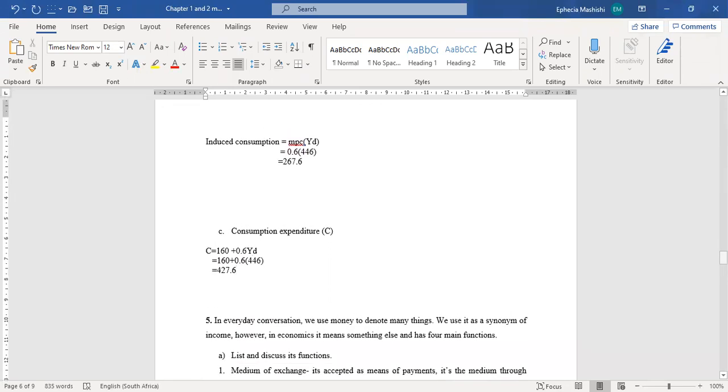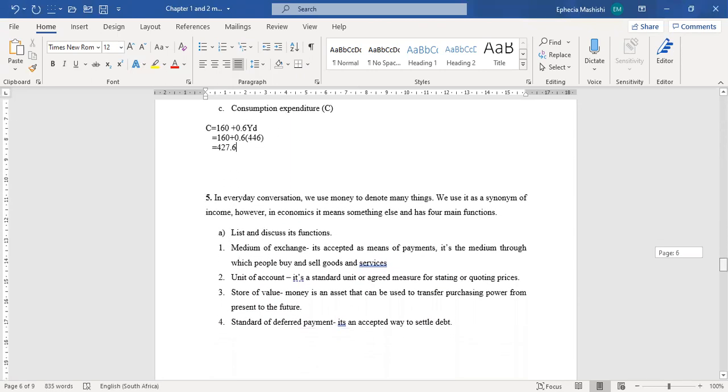Question number 5. In everyday conversation, we use money to denote many things. We use it as a synonym of income. However, in economics, it means something else and has 4 main functions. List and discuss its functions.